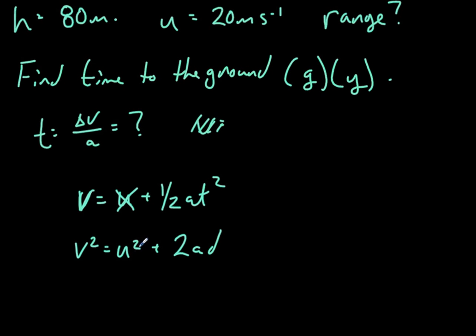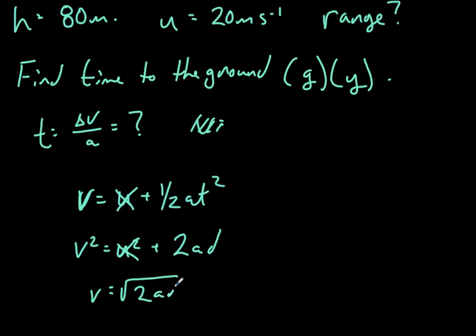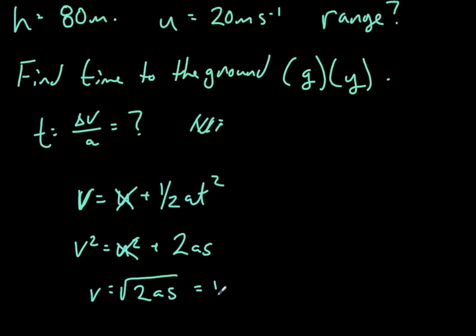I think we're kind of stuck doing it in 2 steps. So u is 0. v should be just the root of 2aS. Sorry, it's S. So a is 9.8 meters per second squared. Remember, this is in a downward direction, so both of these values will be negative.